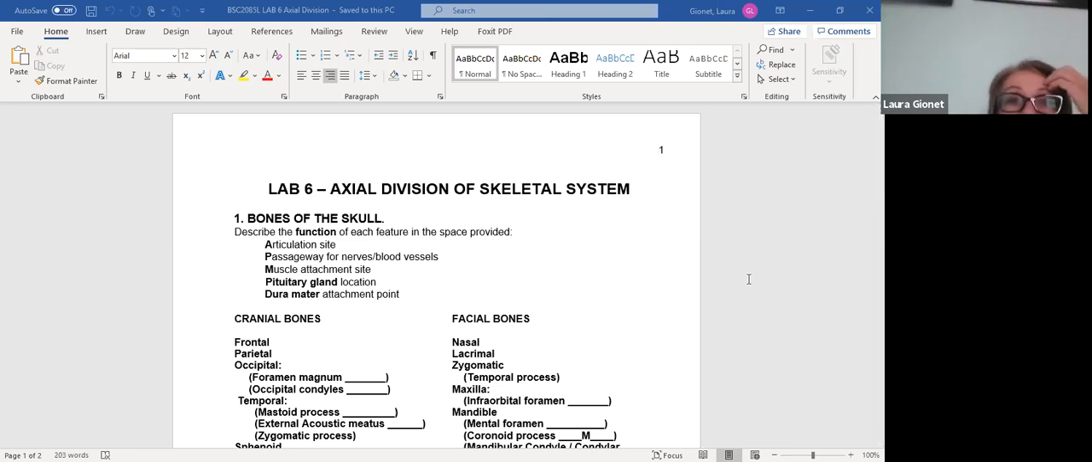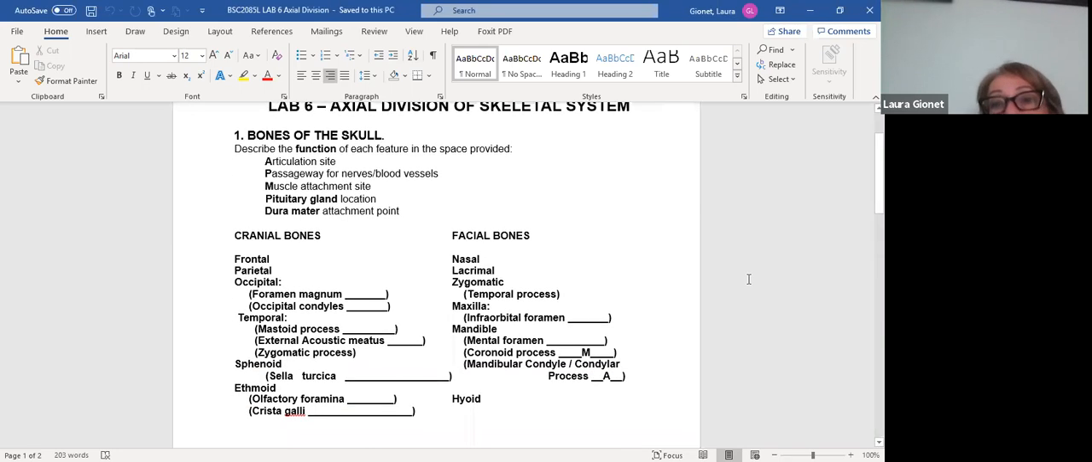But we are going to be zooming Lab 6, Axial Division of the Skeletal System. We're going to go through the document first to identify the different functions associated with these particular structures or features found on bones. And then we will essentially use that information. So if you've filled in the document, or you've printed out the document and filled in the answers, then have that handy when we look at the images so we can apply what we've just talked about here to the images, because they really have to go hand in hand.